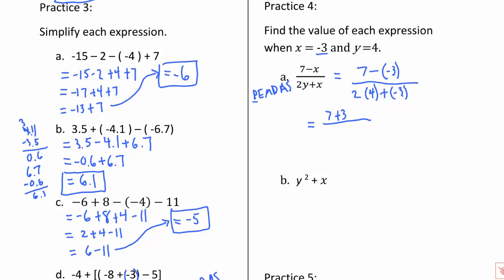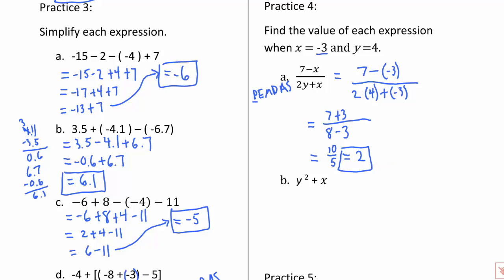Now in the denominator, there aren't any exponents, and we do see some multiplication. Okay, so 2 times 4 is 8. And then plus a -3 is -3. Then we just simplify further. 7 plus 3 is 10, and 8 minus 3 is 5. Now notice that all we've done here is we've evaluated the numerator, evaluated the denominator, and then all we have left is division. So we have 10 divided by 5, which is 2. And that is our answer.